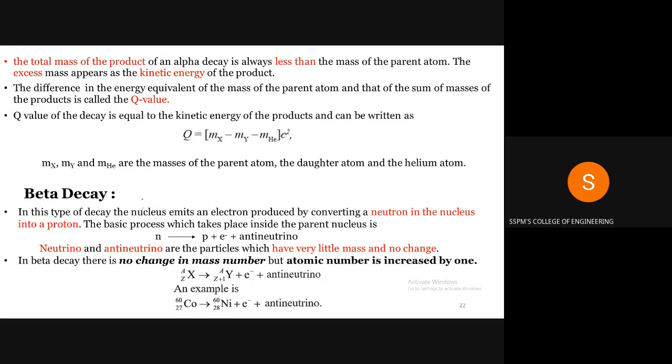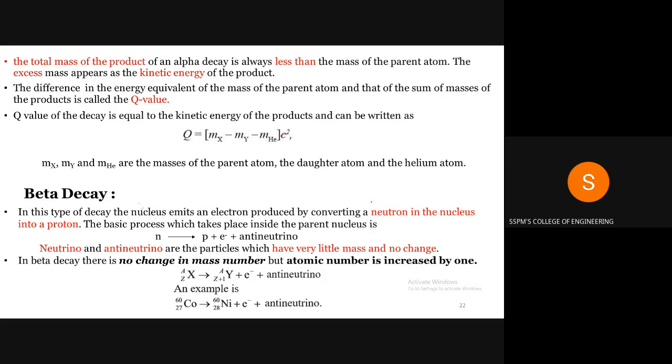Now, what happens when beta decay takes place? The beta particles are emitted from the nucleus, and how does it affect it? So, one electron is going to be emitted. In this type of decay, the nucleus emits an electron produced by converting a neutron in the nucleus into a proton.